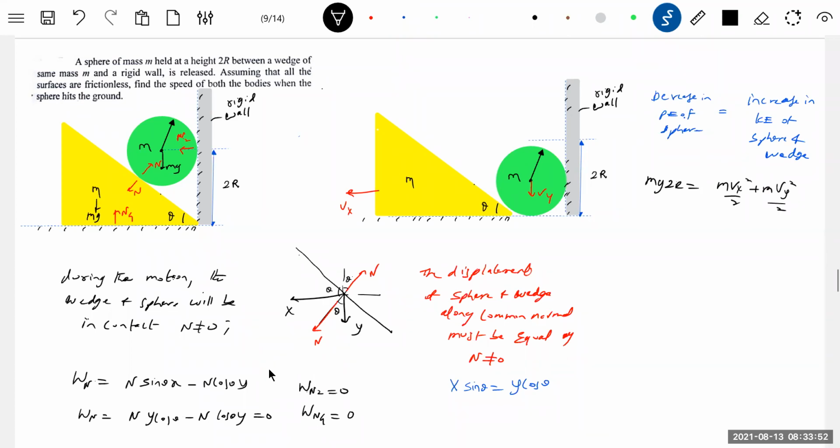But we don't know Vx and Vy. Again, constraint equation. You differentiate this, what do we get? Vx sine theta equal to Vy cos theta. Use these two equations and solve it. You see somewhere constraint equation. Take it for granted, whenever two surfaces are in contact, then their displacements or velocities or accelerations along the common normal must be equal. Wherever it comes, you try to apply it. This is what we learned from the laws of motion.